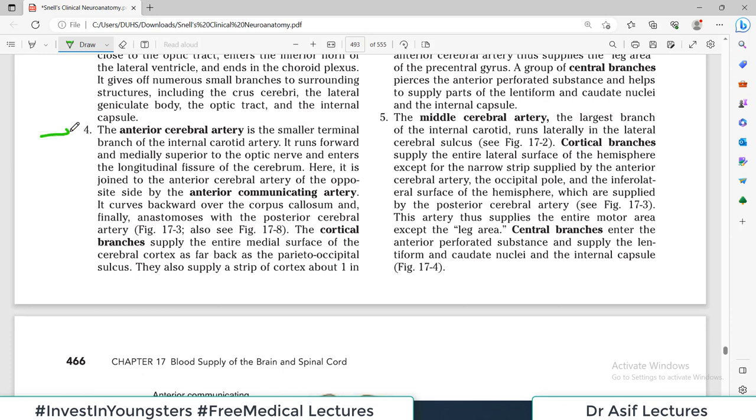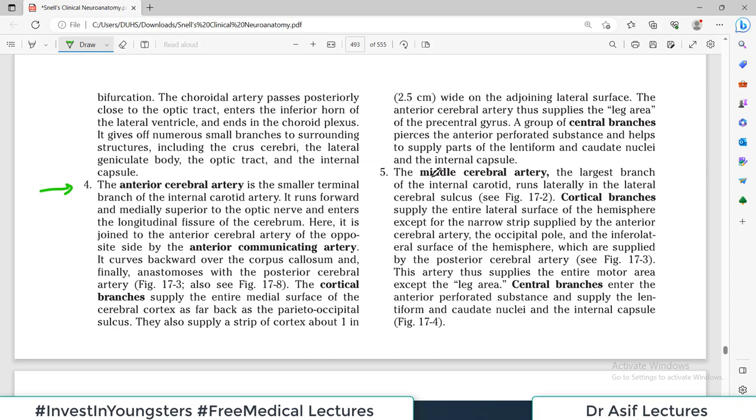तो इनकी डिटेल्स जरा पहले पढ़ लेते हैं. So the anterior cerebral artery is amongst the two terminal branches; ek anterior cerebral artery thi, dusri middle. The middle is the largest terminal branch, and this one is smaller. So it's a smaller terminal branch of the internal carotid artery. It runs forward and medially superior to the optic nerve and enters the longitudinal fissure of the cerebrum.